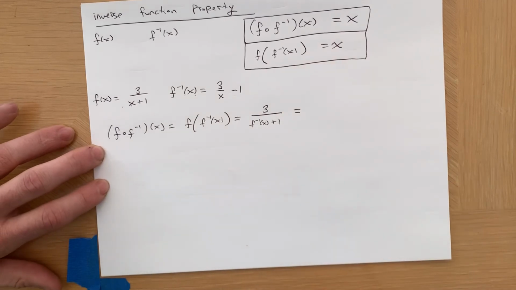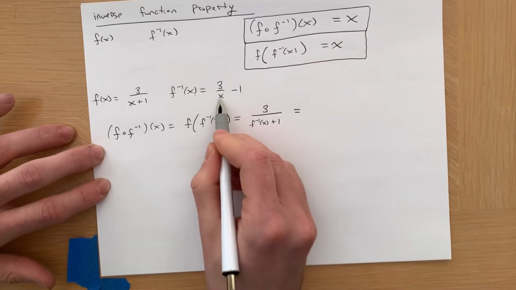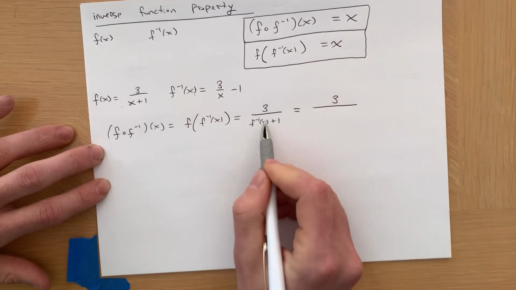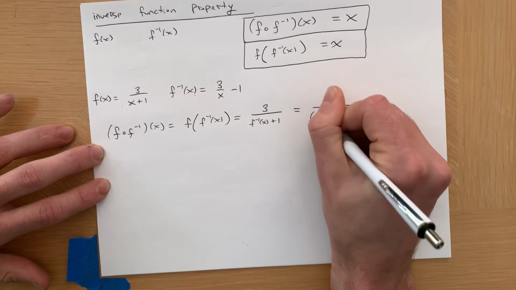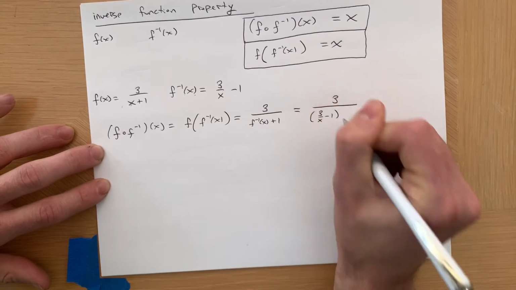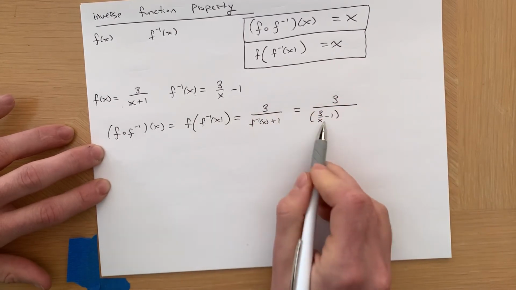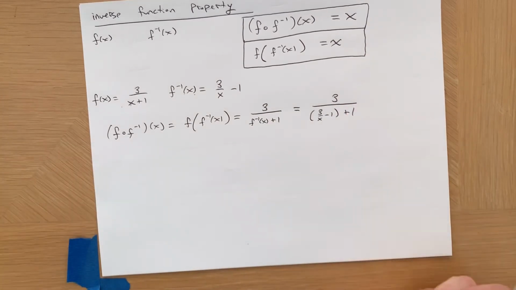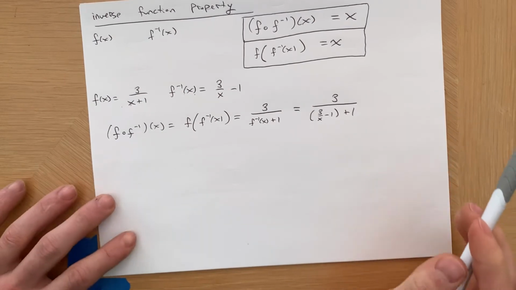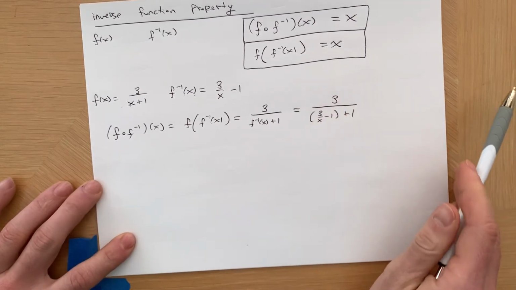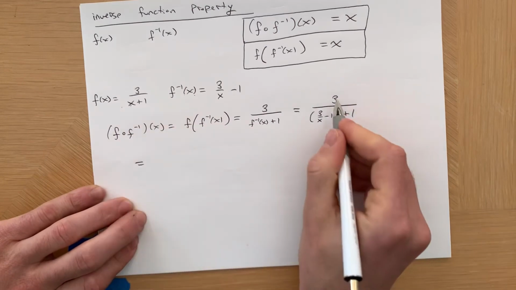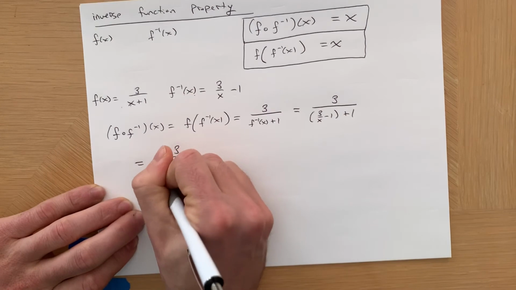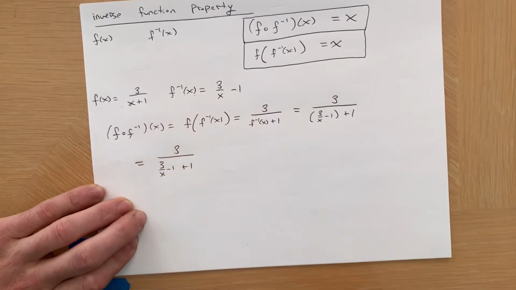Okay, so now let's continue simplifying. Well, f inverse of x, we found that to be 3 over x minus 1. So this is going to be 3 divided by f inverse of x, which is 3 over x minus 1. We plugged it in, 3 over x minus 1, and we have this plus 1. Now let's keep simplifying this. Our whole goal is, if we didn't make a mistake, we need to get this to be equal to x. So the next step, the 3 on the top, let's just not write these parentheses anymore. So 3 over x minus 1 plus 1.